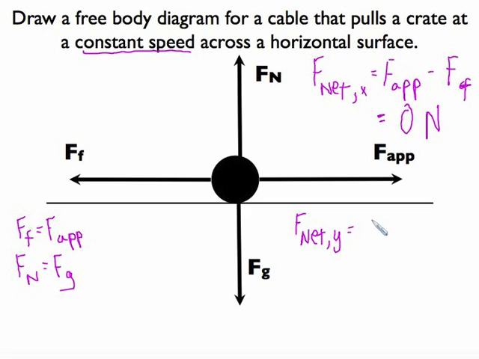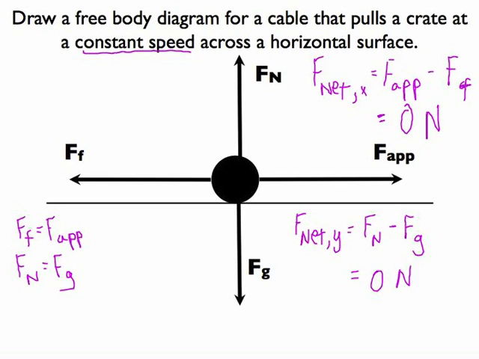In the y direction, we have two forces acting on it. And we have the normal force, which I like to have as the positive force, and the gravitational force as the negative force. And again, these two are equal to each other. So the normal force minus the gravitational force is going to be 0 newtons. And so this object is in equilibrium in the x direction and in the y direction.